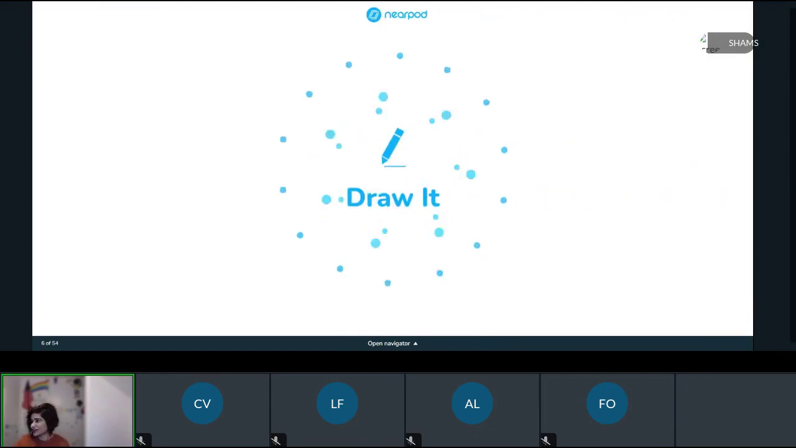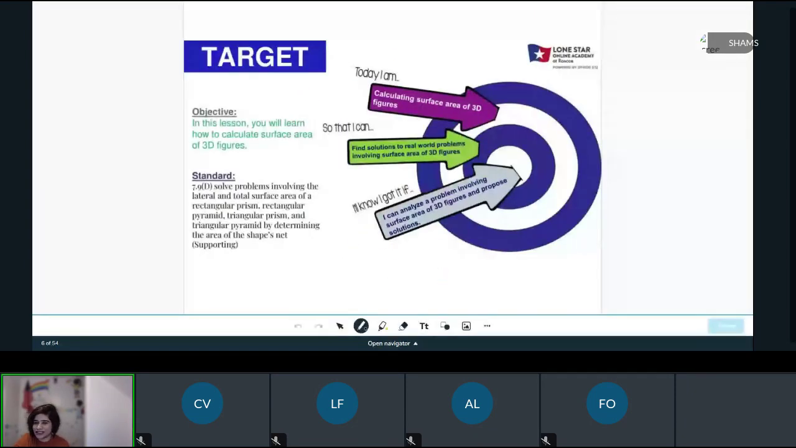Here we are with the lesson target. What are we learning today? In this lesson, we will learn how to calculate surface area of three-dimensional figures, right? So let's go ahead and get started. I want everybody to join Nearpod.